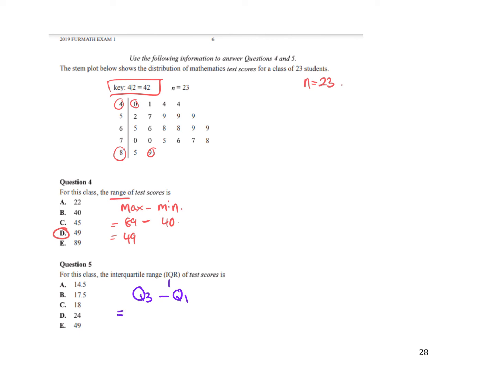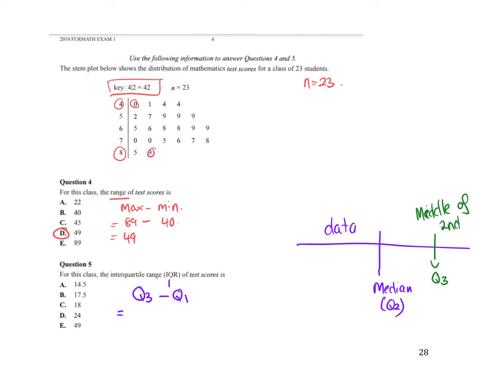When you have data, as I said before, if you split it in half, there you have your median. That's Q2. Essentially, Q3 is the middle of the second half, so you could say the median of the second half, and Q1 is the middle of the first half.